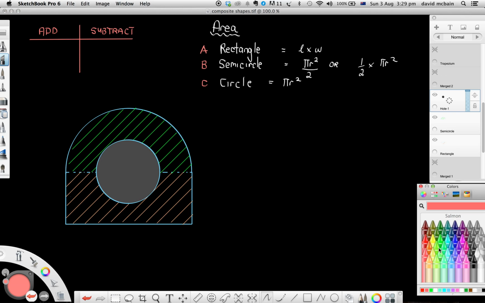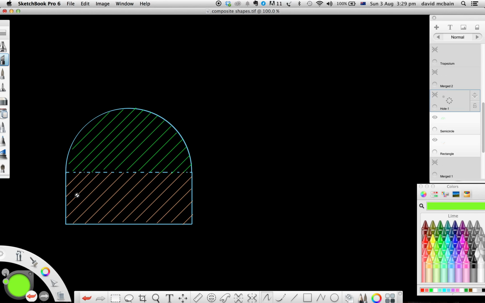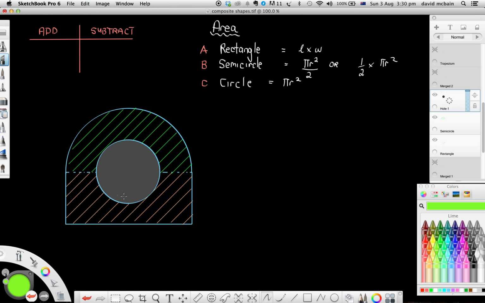then A and B, we'll just go back, get rid of that one. A, that's shape A, and shape B are added together. So they will be added. And it's this circle in the middle, which is the hole, or the hole punched out in the shape, that's going to be subtracted. So shapes A and B, which are the rectangle and the semicircle, we're going to add those areas together, but then we're going to subtract the area of the circle. So that just reminds us which ones we have to add and which ones we have to subtract.